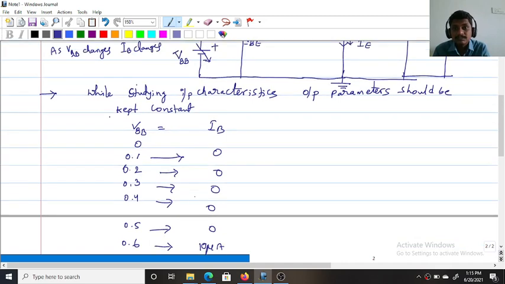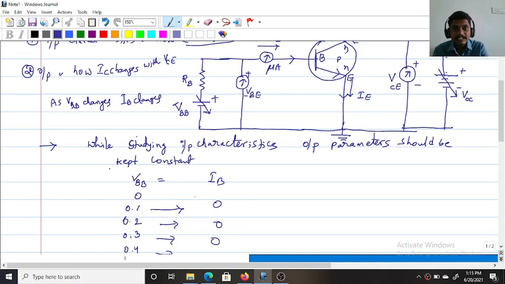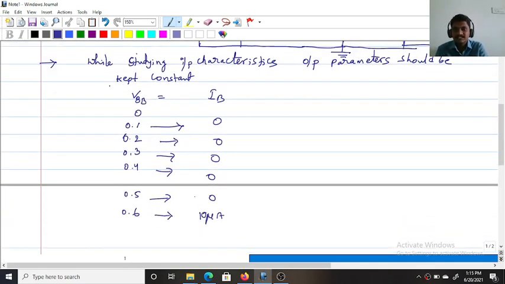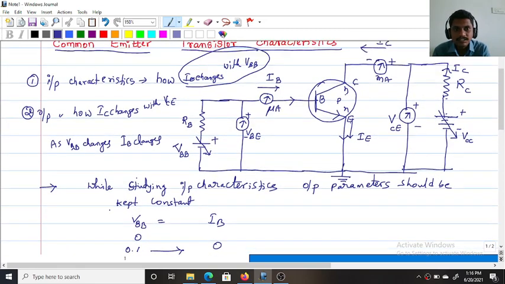Why? Because the base region has a small number of carriers. It is lightly doped. You know that the base is lightly doped. The carriers in it are very few, so the current is very small, in the order of microamperes only. So why is it 0 up to 0.6? I told you that there are two junctions in the transistor, one between emitter and base, and the other between collector and base. I'll draw one more figure here.